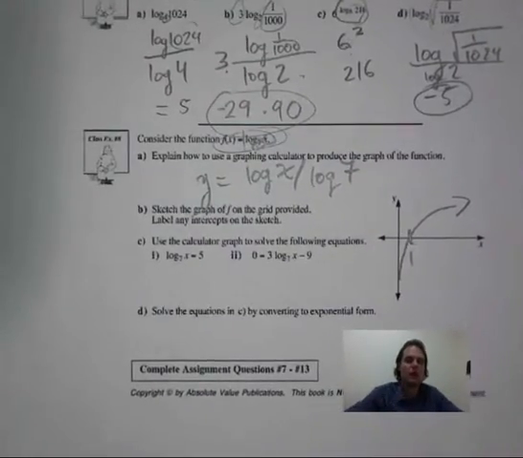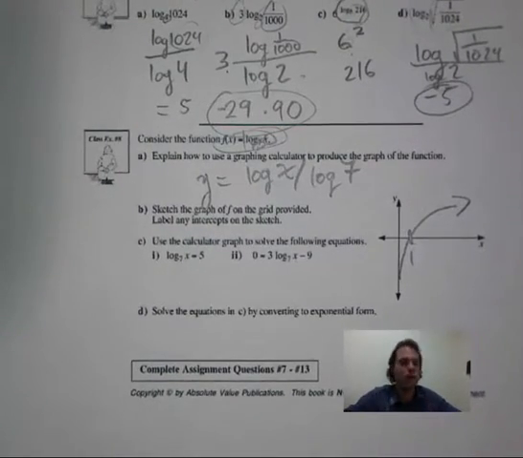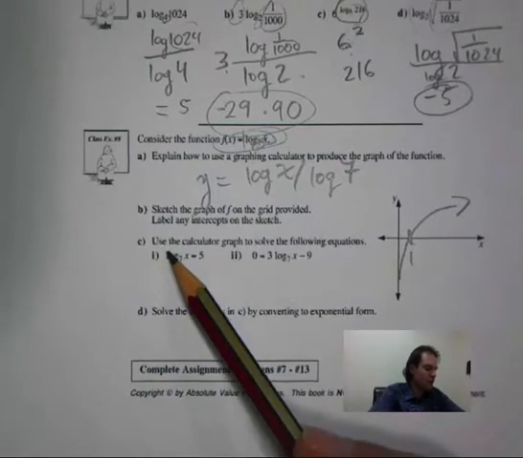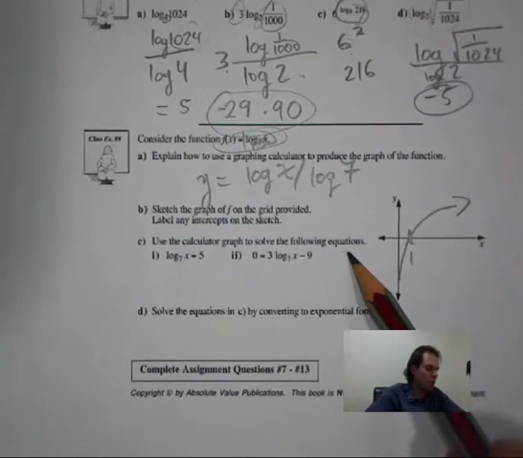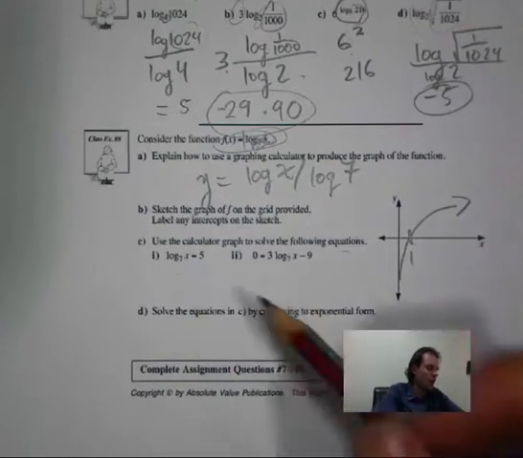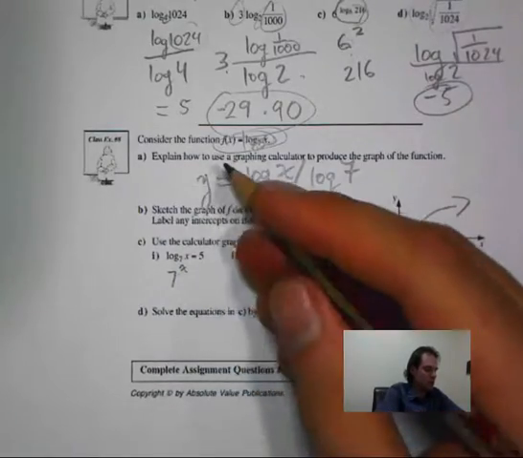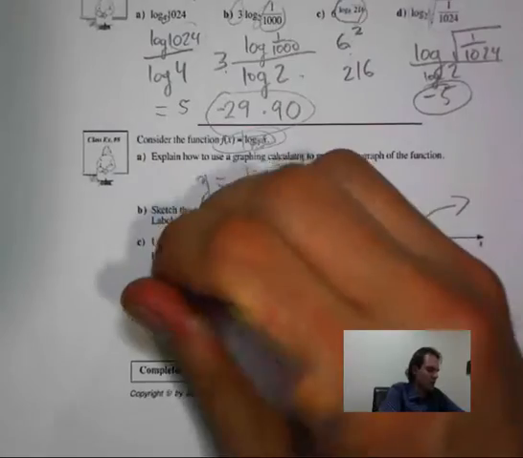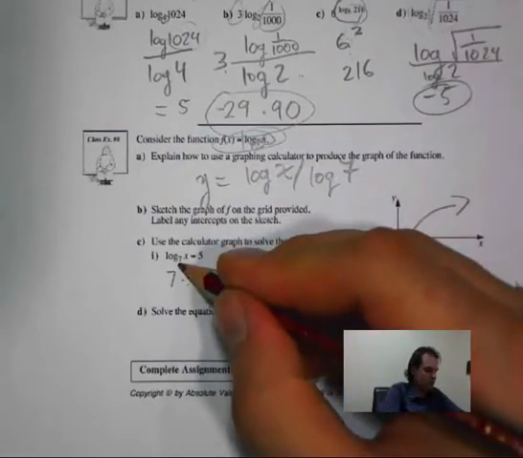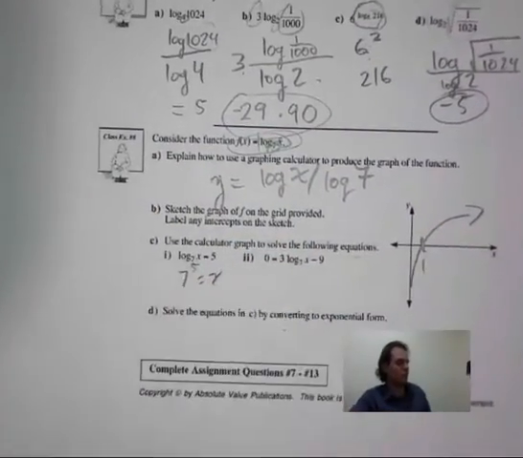All right? Now, so we sketched it, and we know my x-intercept for a log is always 1 in these cases. So then it says use the calculator to solve the following equations. So we want to know when it's 5. So that's like saying 7 to the power of 5 is equal to x. But we want to do this on the calculator.